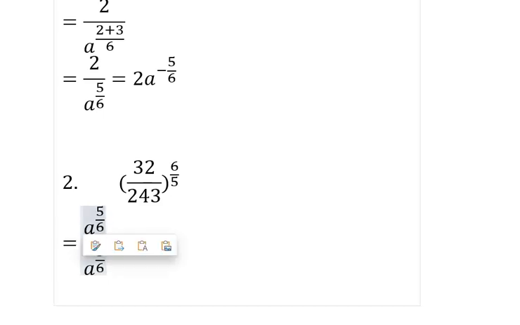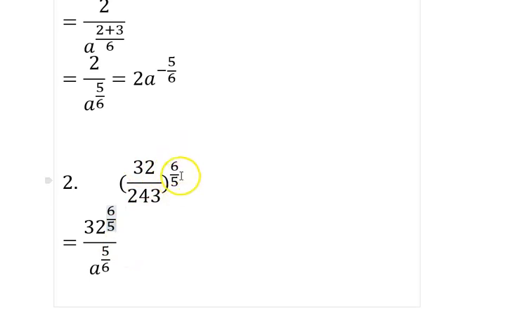Beautiful. So we'll just try and see how we can edit this. We have 32 raised to power, this time around 6 over 5 up there, because this power actually belongs to both the numerator and the denominator. So at the same time, we have 243 here, 243 raised to power 6 over 5. Beautiful. So this power belongs to both the numerator and the denominator.